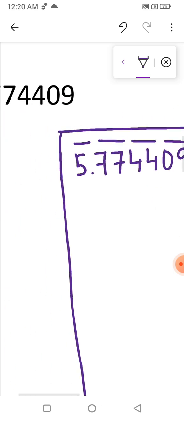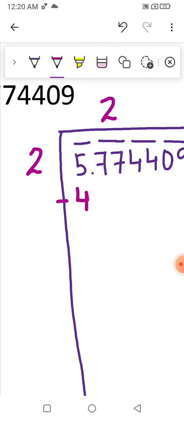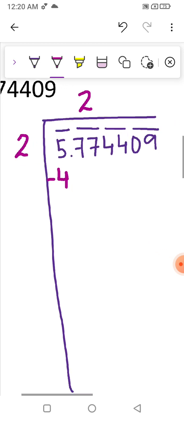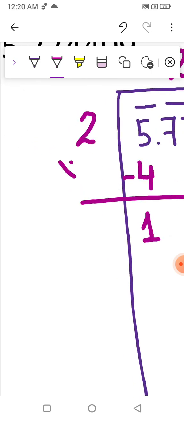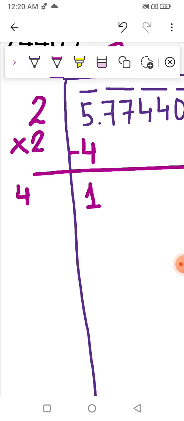So we are going to write 2 over here and another 2 over here, and there is 4. Subtract the number. We get 1. The decimal point will get shifted over here. So it comes over here. And over here, this 2 will be multiplied with 2. We get 4. Now similarly, the next pair, that is 77, will move down. That is, it will come here.